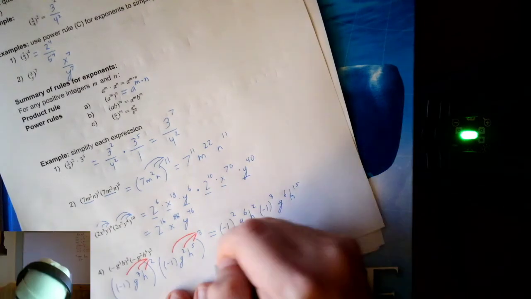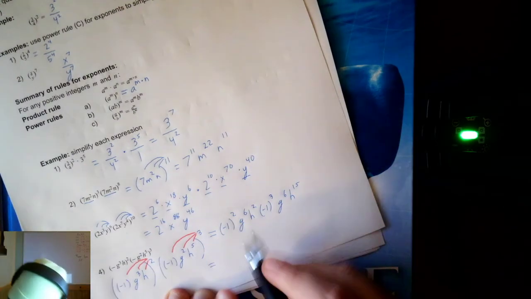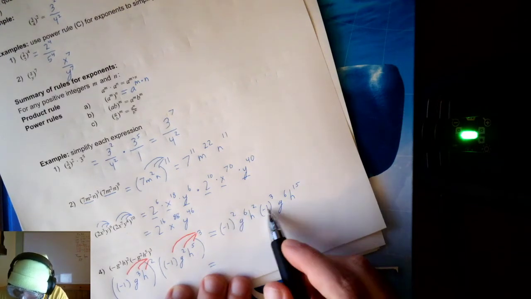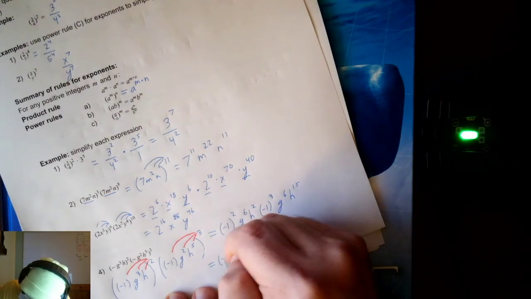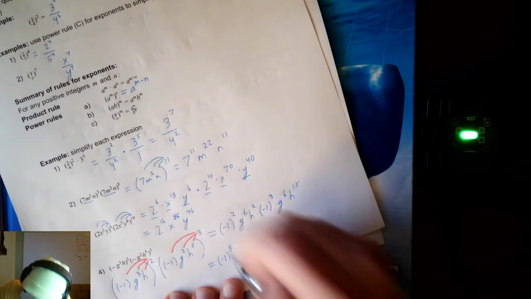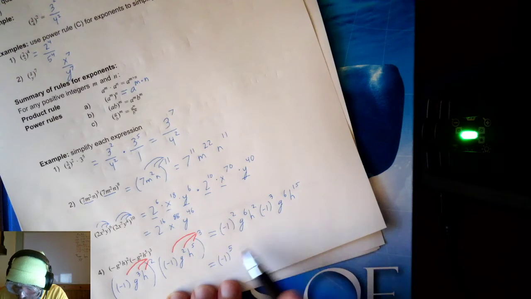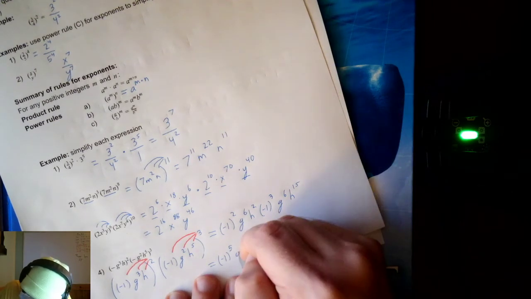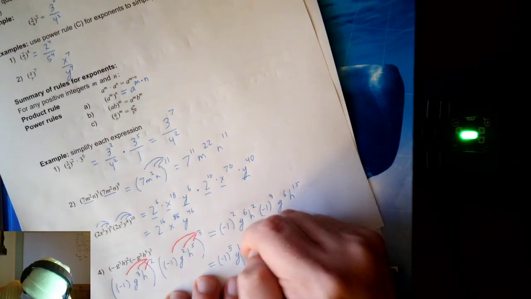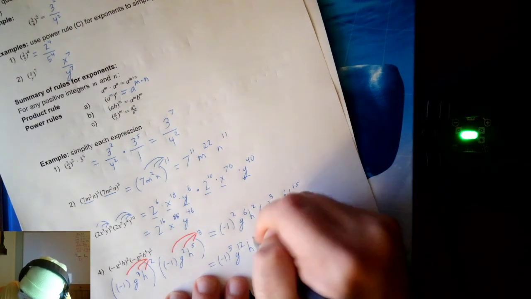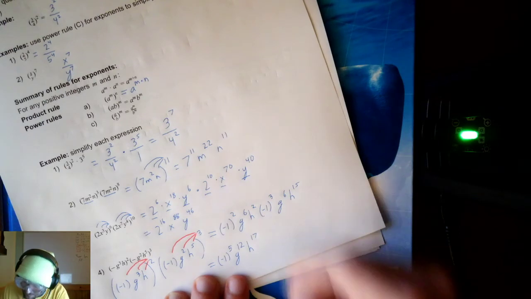Once again, I have factors that have the same base, right? I have negative 1 squared and negative 1 to the third. Remember, you add the powers when they have the same base, right? This would be negative 1. 2 plus 3 is 5. Let's see. It'll be g to the 6 and 6 make 12 when I add them. And then it'll be h, 2 and 15 make 17.